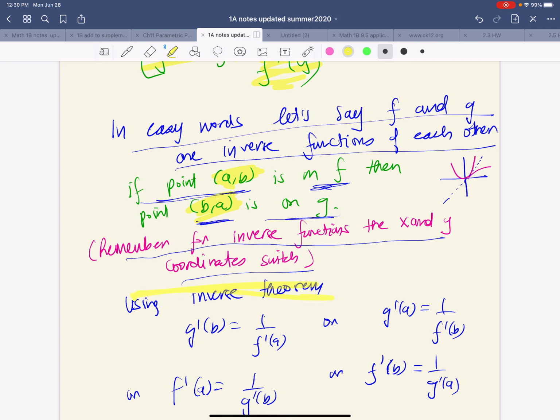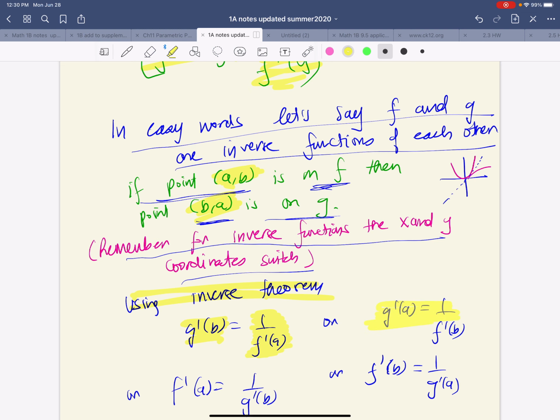Using the inverse function theorem, g prime of b, which is the derivative at point b for the inverse function, is equal to 1 over f prime of a. So the corresponding points (a, b) are on the f function, and (b, a) are on the g function. So g prime of b will be 1 over f prime of a. We'll have to find the corresponding coordinate for the coordinate we are looking at.